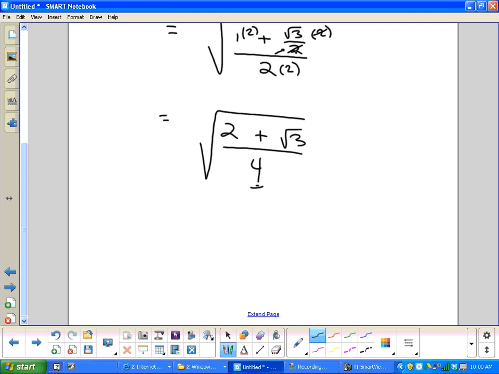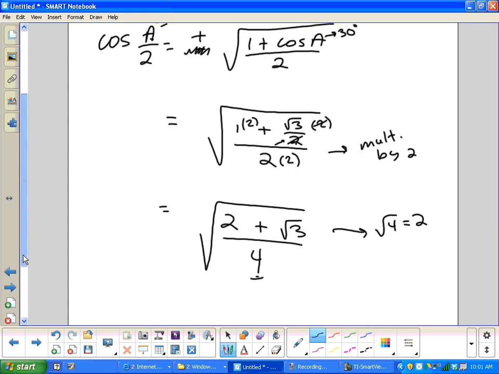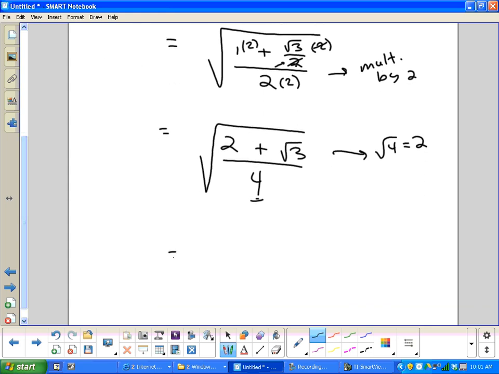The square root of 4 is 2. Okay, let me make you some notes here. What we did right here is we multiplied everything by 2, so we can clear the fractions. And now what we're going to use is that the square root of 4 is just equal to 2. Now, when we do that, we're taking the square root of the 4, so the 4 doesn't go under the radical anymore. So the big radical, what's going to happen to it?